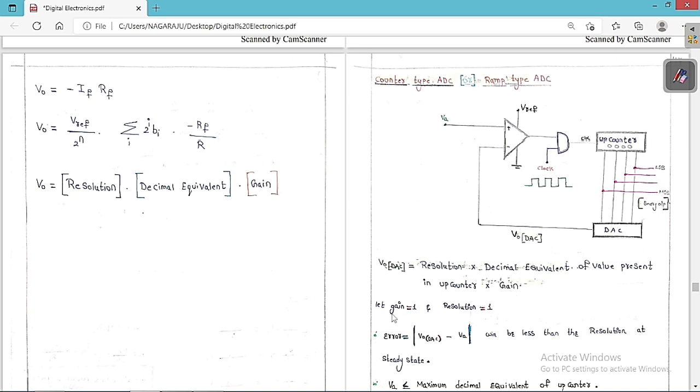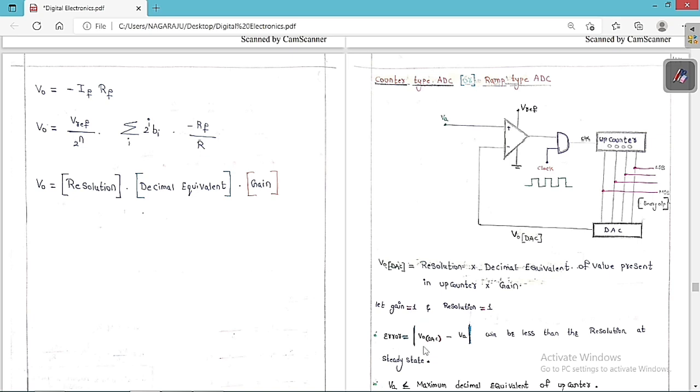We are going to generally assume that the gain of the op amp inside this DAC is equal to 1 and the resolution of this DAC is also 1, for easier purposes. Then what is the error? This is the actual value, and this is the value that we are going to get with the help of the DAC. So the error is the difference between these two things.